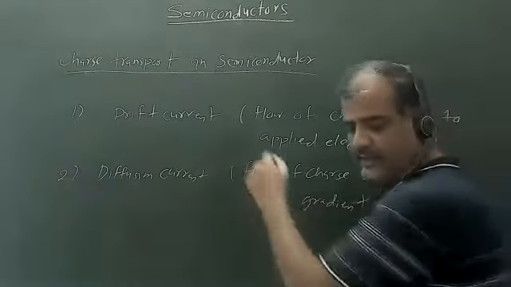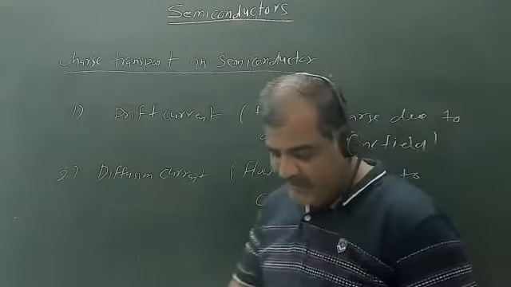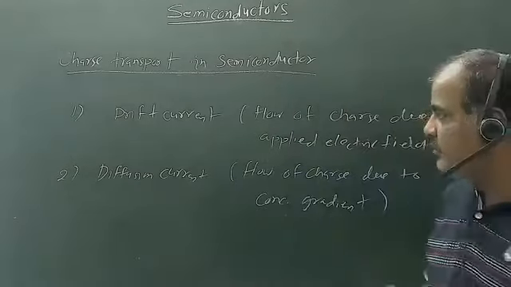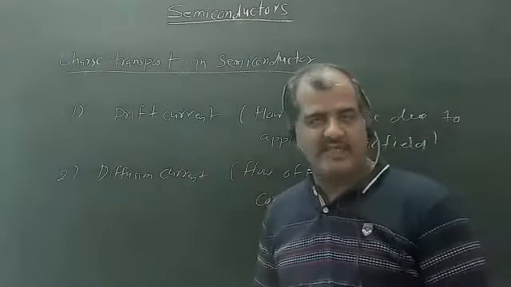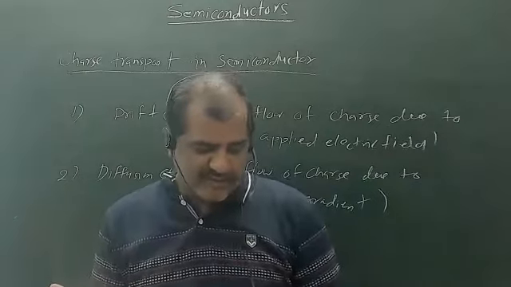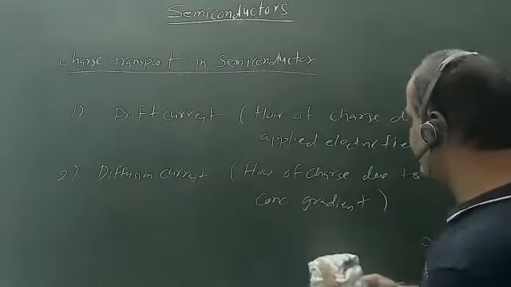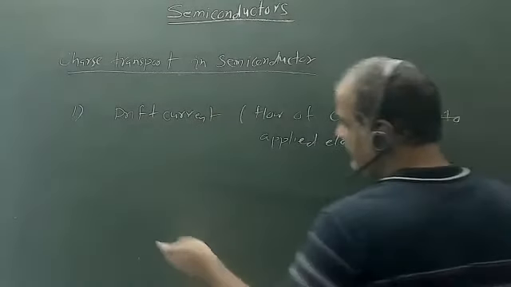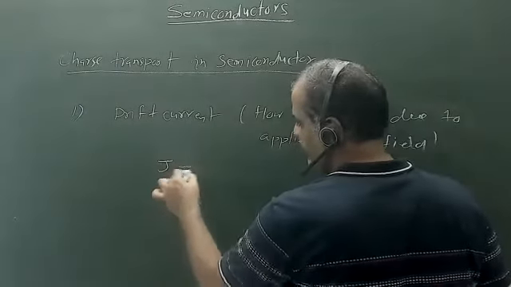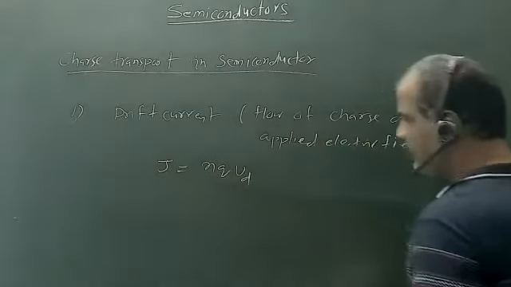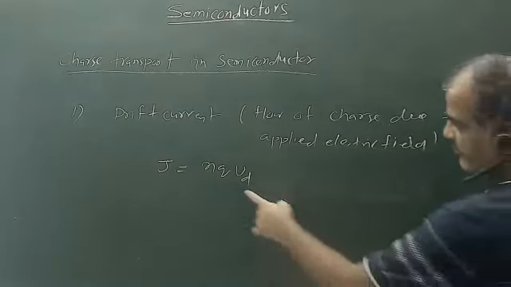ड्रिफ्ट आपको पता ही है. Okay, whenever we apply electric field, this electric field applies force on charges, so your hole will move in the direction of electric field, while your electron moves in the opposite direction of electric field. Okay, that is called drift current. So if I say drift current density, it is given by J equals n Q VD. Okay, so VD is your drift velocity.